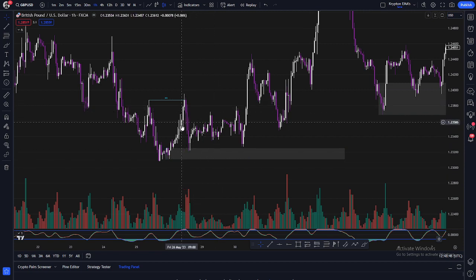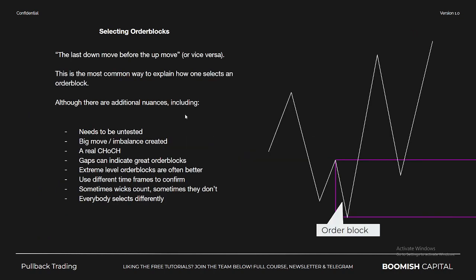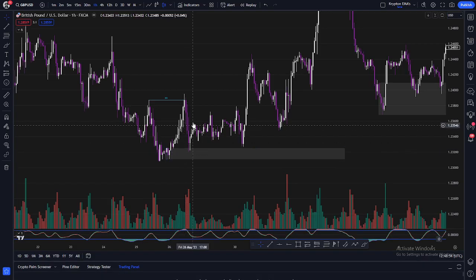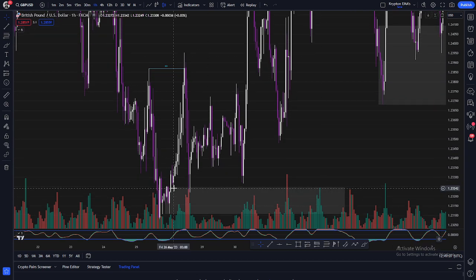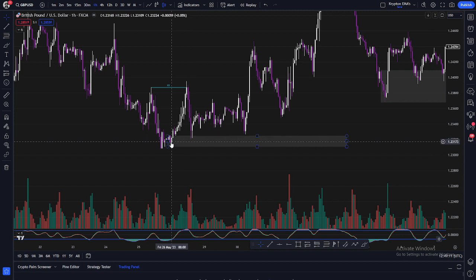So the moment we kind of have this great, so again, if I just go all the way back here, big move, imbalance created, right? So you can see this big move is created where there's an imbalance, there's no real down move since this major up move, and then there's a change of character, and this order block is untested, except maybe not even this tested it, right? So this is a great order block.